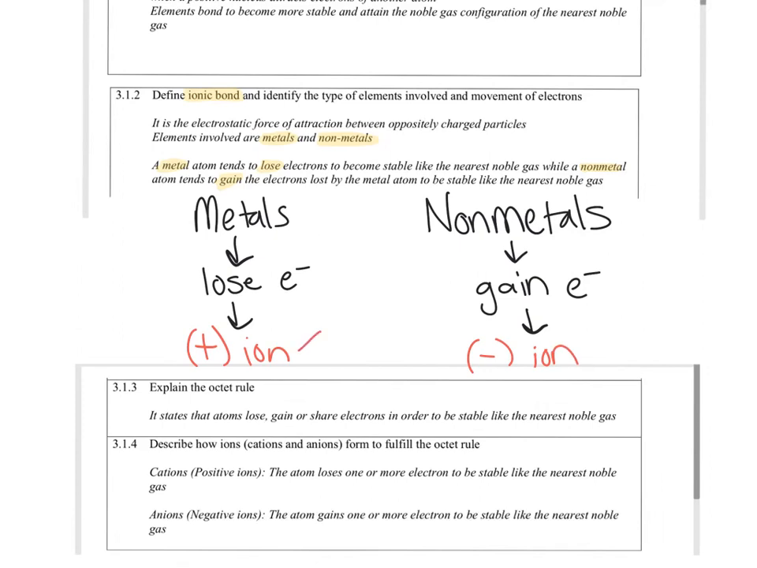Now, a positive ion, it has a name. It's called a cation. And a negative ion, it has a name. It's called an anion. Okay, it's very important information. Metals lose, become positive. Non-metals gain, and they become negative.